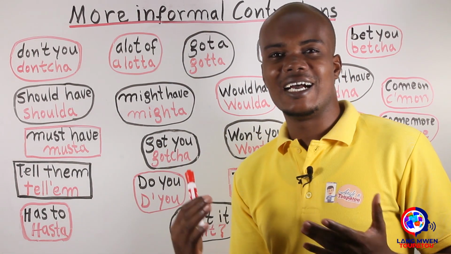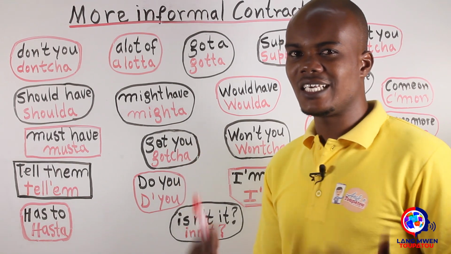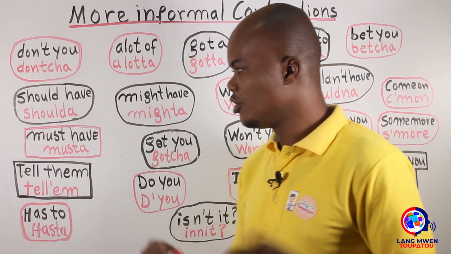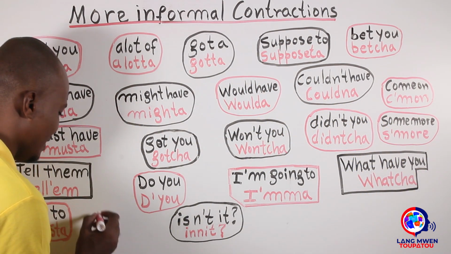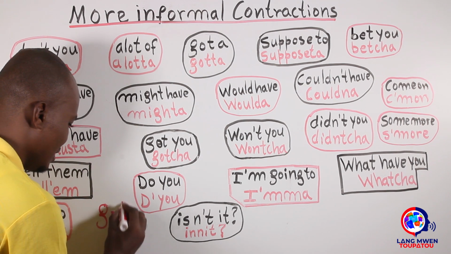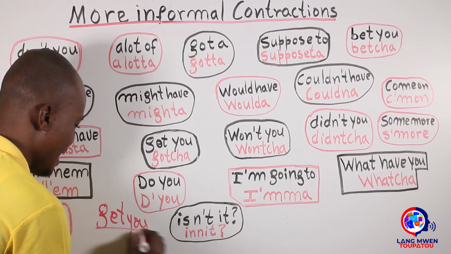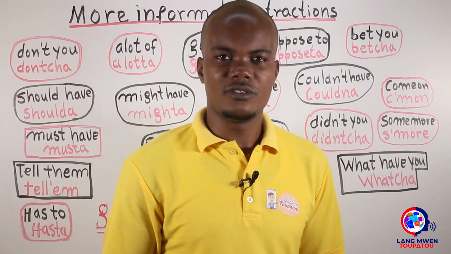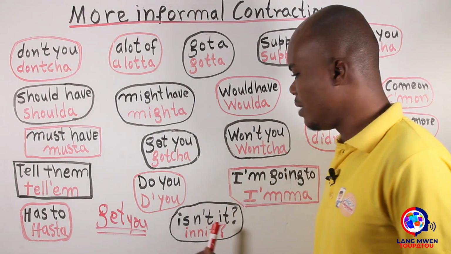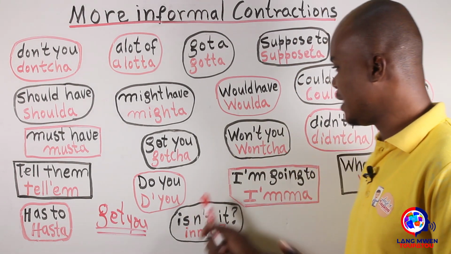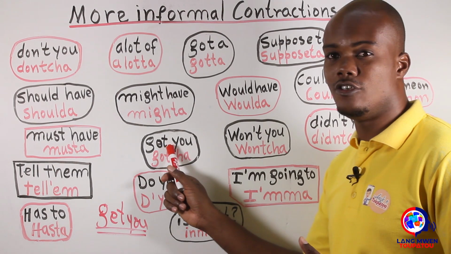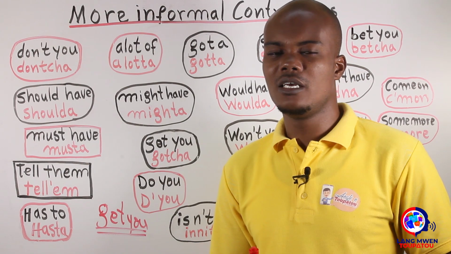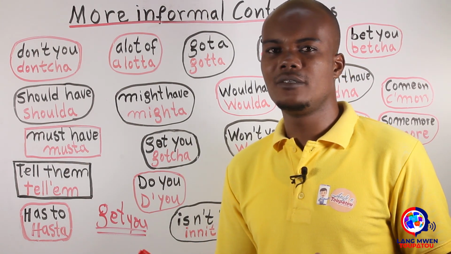And next, "got you." "Got you" is the informal way of "get you." Let me show you what I'm talking about. When you say "I get you," I understand you. But the informal form of "get you" is "got you." If we say "I get you," it's formal. If we say "I got you," it's informal.